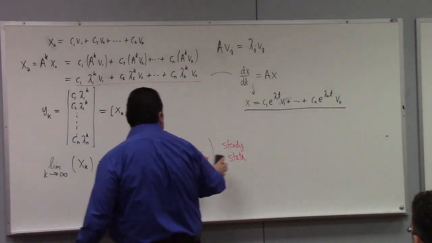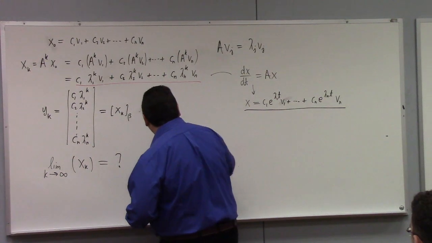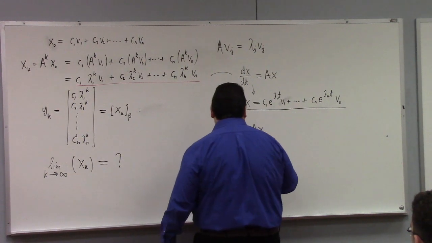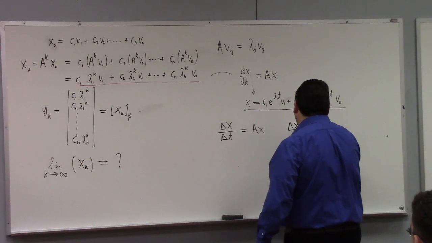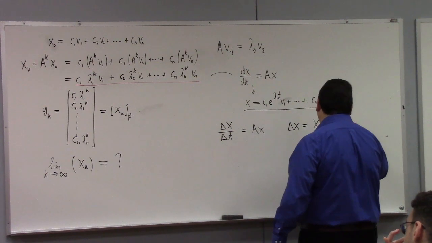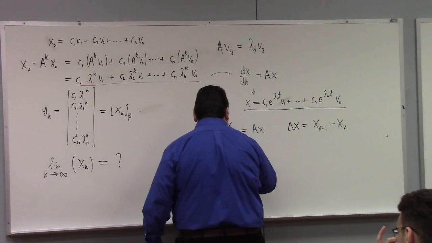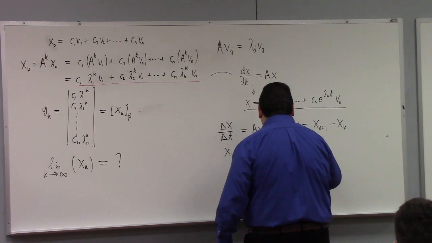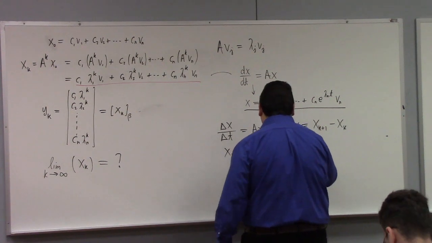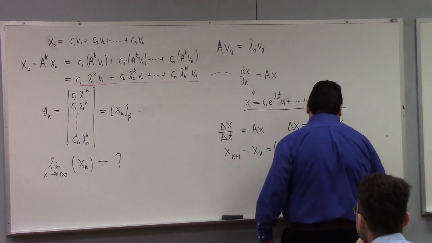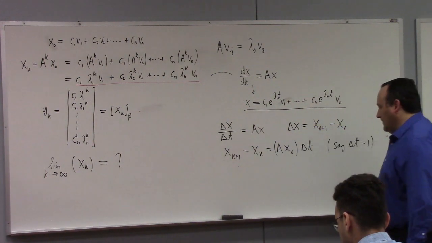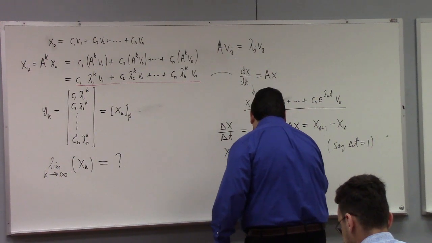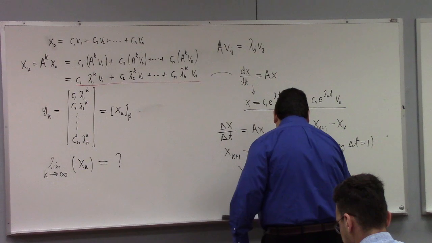So one way you can think about it is as a change in x over a change in t equal to ax, right? And if we say change in x is equal to, let's say, x_{k+1} minus x_k, then I get x_{k+1} minus x_k is equal to a x_k times delta t. But let's say delta t equals 1 for the sake of discussion here. Then all of a sudden you've got x_{k+1} is equal to a plus the identity times x_k.